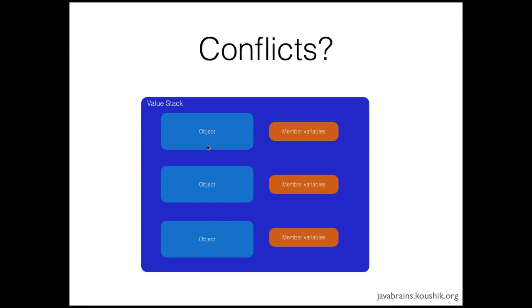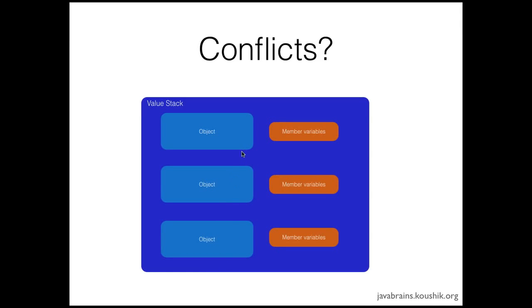We have different objects which can have member variables, and then the value stack kind of assimilates all those member variables. Now, what if both of them have a common name? How does the value stack handle conflicts? Well, conflicts are handled this way. It's a stack, actually. Even though it's not a traditional stack, it has objects stacked up one below the other.